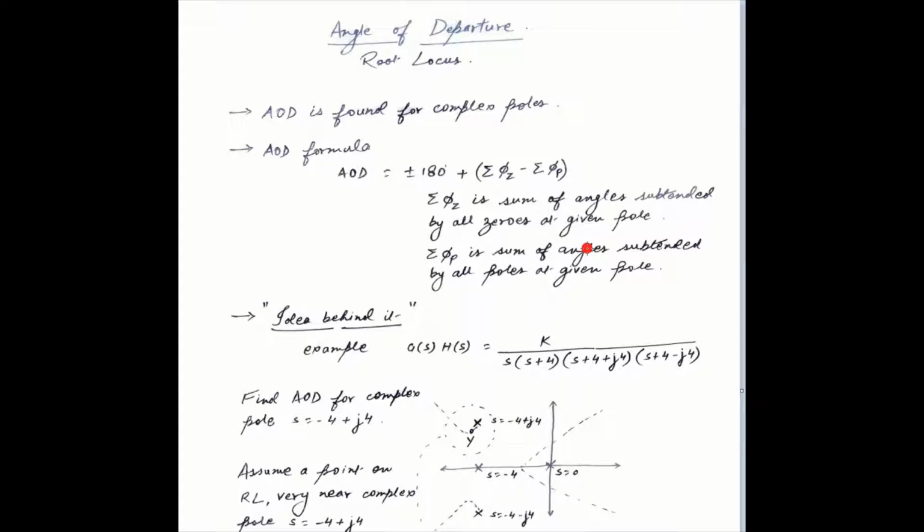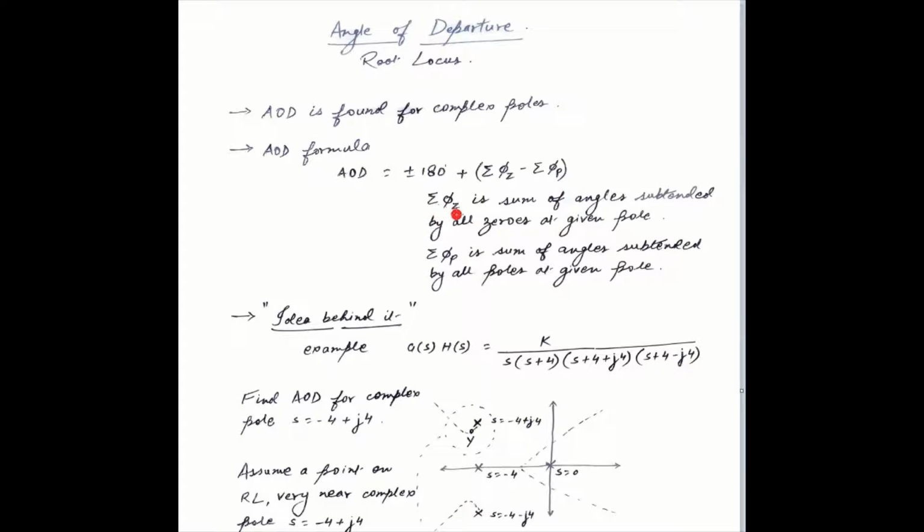Angle of departure is used in root locus to find the angle at which the root locus will emerge out from any complex pole. So angle of departure is found for complex poles. Point number two is that this is the formula for finding angle of departure at any complex pole. AOD is equal to plus minus 180 degrees plus sigma phi z minus sigma phi p.